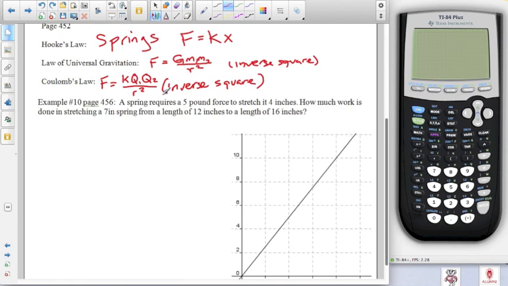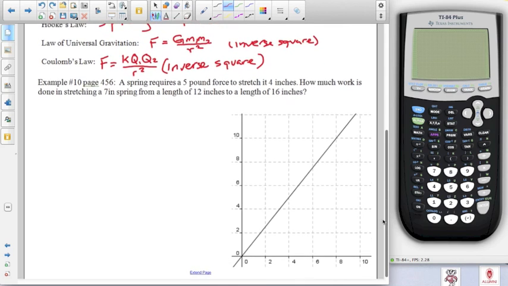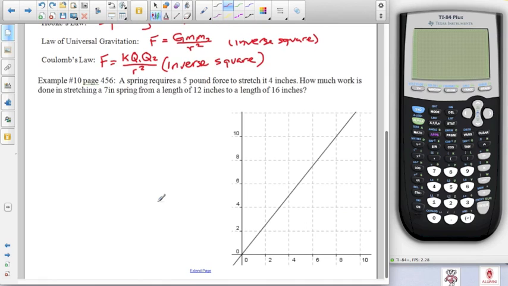So this is also an inverse square law. And we'll get into those a little more in physics than we do in calculus, really. So let's take a look at the spring force here. This is Hooke's law.